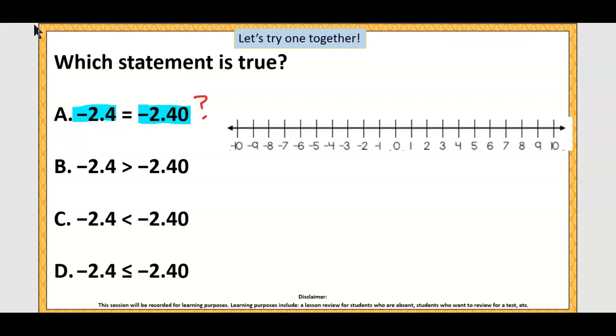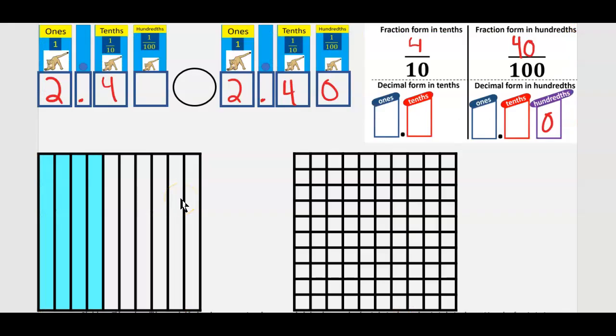This is confusing. They all have zeros. Isn't this false? Isn't this more? Oh, but it's going negative, so it would be less. Oh my gosh, this is so confusing. Okay, so let's figure this out. Let's use this to help us.